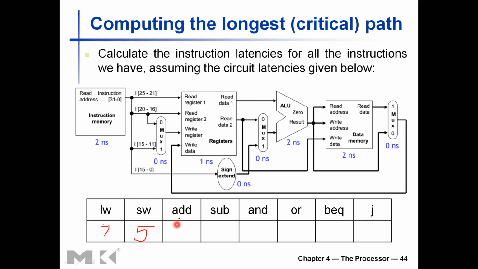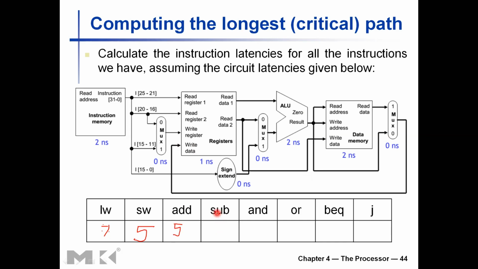Add instruction, how many nanoseconds? Instruction memory, read the instruction, read the registers, do the ALU operation, produce the result at this line for the registers to be written to. How many nanoseconds is that? It's 5. Yeah, 5 nanoseconds. So here we also need 5 nanoseconds to support the add instruction.